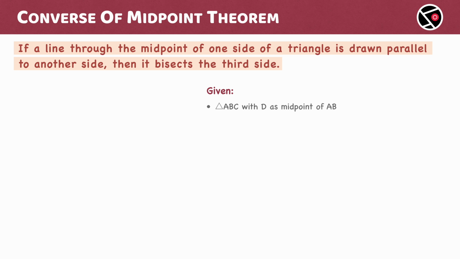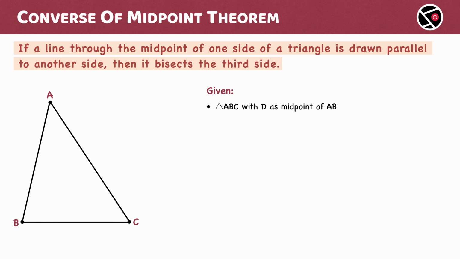First, we have a triangle ABC with D as midpoint of side AB. AD equals DB. Second, we have DE such that DE is parallel to BC. We need to prove that point E bisects side AC, or AE equals CE.